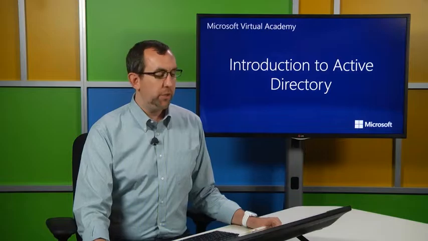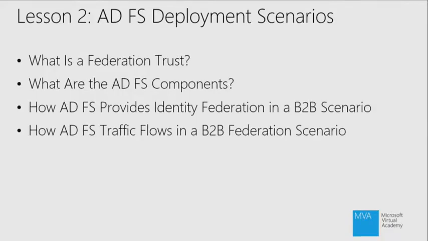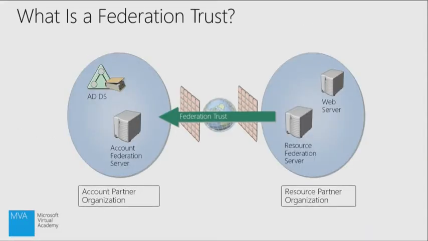We're going to jump into lesson 2, talk a little bit more in detail about Federation trusts and what they are. What is a Federation trust? Well, it is the ability of one organization to trust another for some component of authentication. In this case, it's a resource partner organization trusting an account partner organization. If we're the resource partner, we're allowing those accounts to authenticate to use our resources. That's the way these trusts flow.